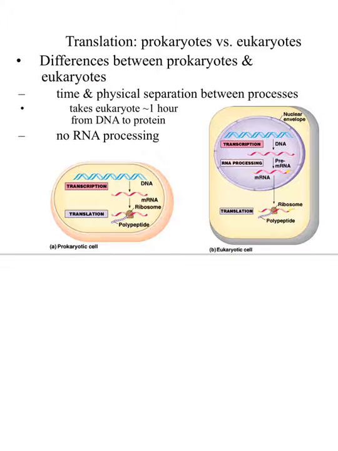So mainly the difference for translation for prokaryotes versus eukaryotes is time. It's obviously super fast for a prokaryote compared to a eukaryote. It takes a eukaryote around an hour, and a prokaryote is a lot faster than that. And then the other difference is that the prokaryote cell does not have to do any mRNA processing.